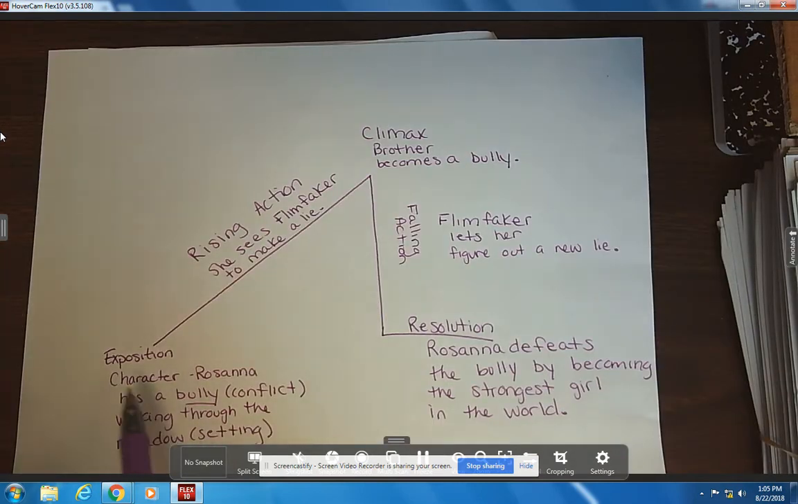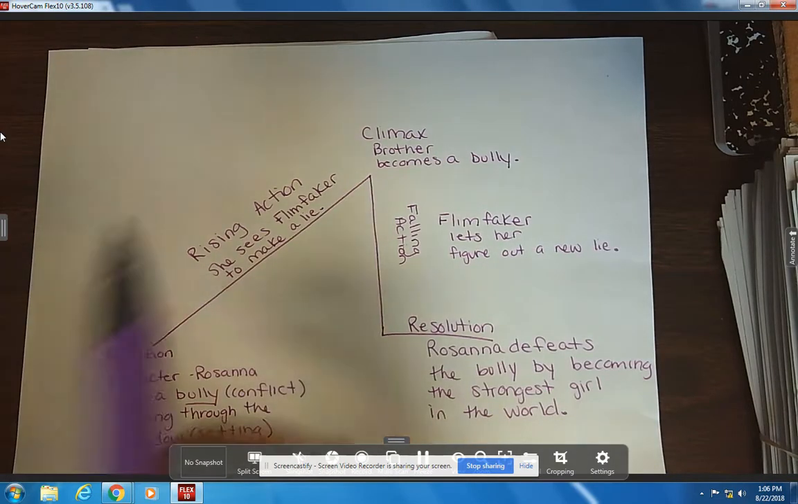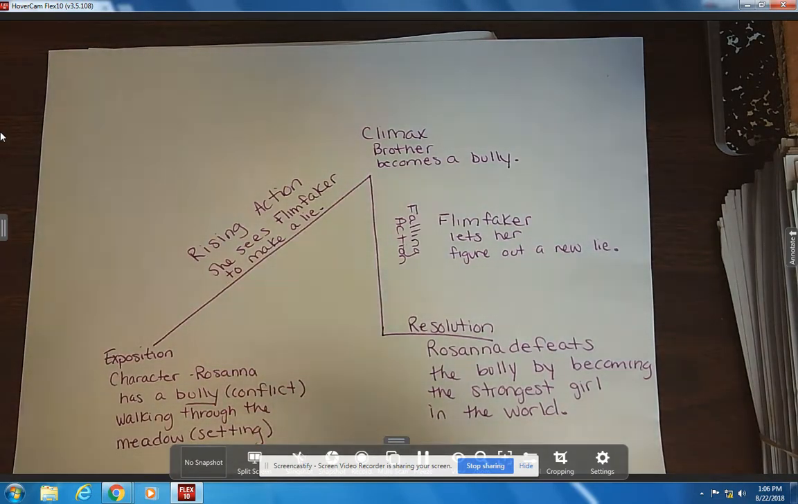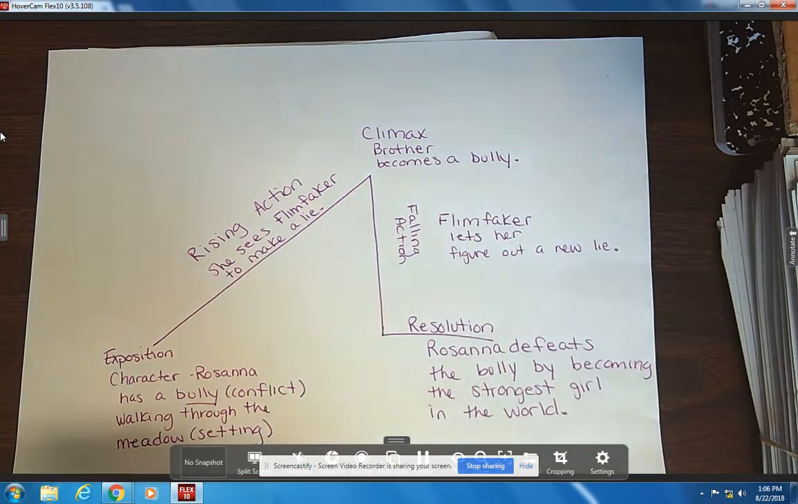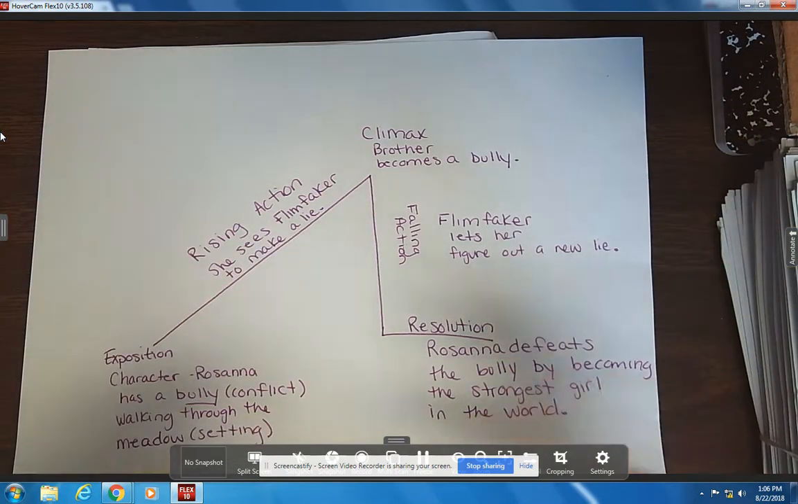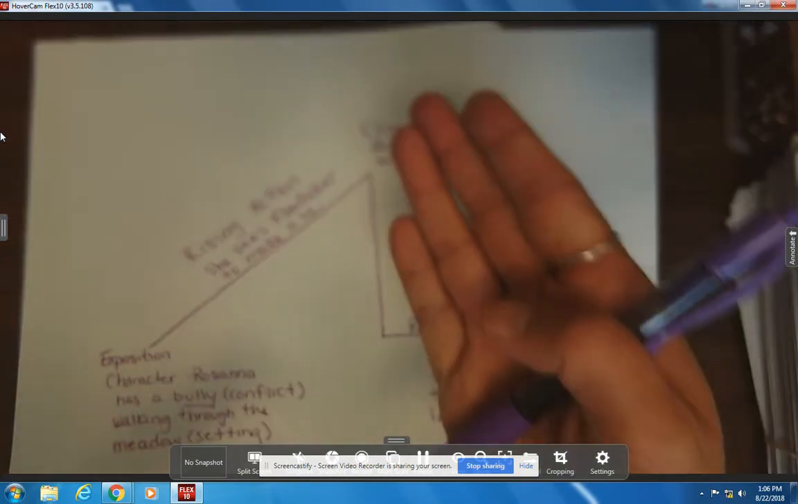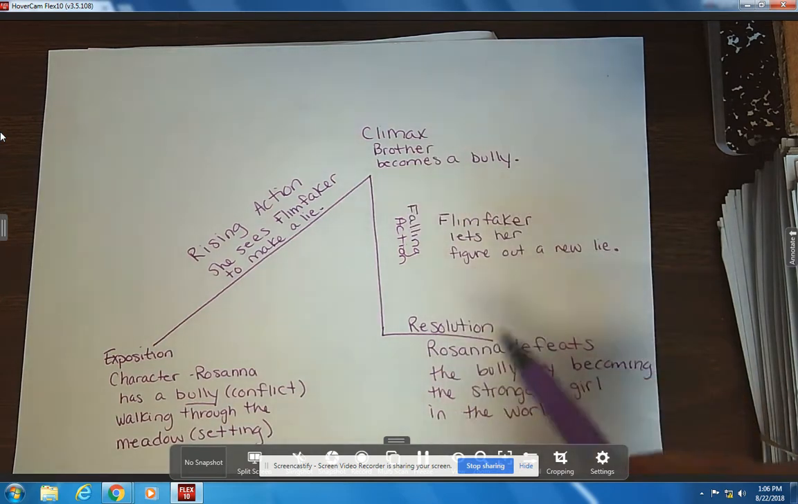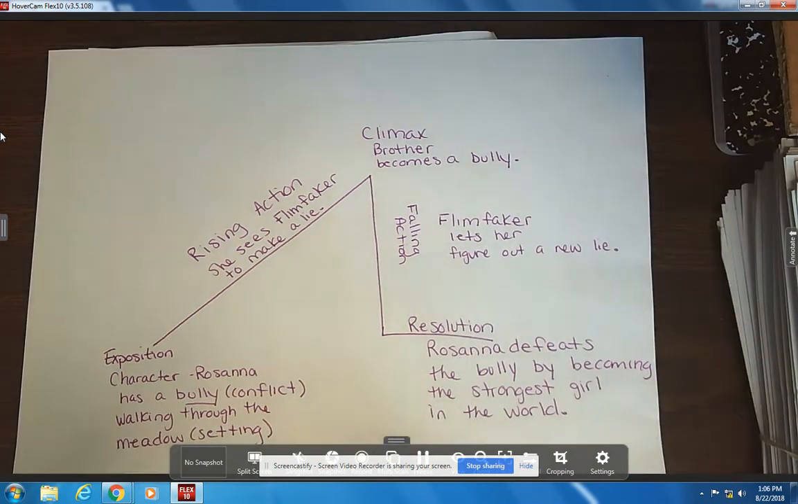So in the exposition of Rosanna, we have this character, Rosanna, with a bully. That's their conflict. She has this guy who won't let her walk down that path in the meadow, which is our setting. She sees this film faker guy and has him make her a lie. That's part of our rising action. There's a lot of other details included. Most of the story is rising action until we get to the climax, where that brother does become a bully, and it's not beneficial to Rosanna anymore that her brother is big and tough. The falling action is that film faker allows her to figure out a new lie, but the twist is this one's going to be permanent. That's a big deal. It resolves at the end of this story. This author decides to resolve it by having Rosanna make up the lie that she's the strongest girl in the world, and picks up and moves the bully out of her way to keep going.